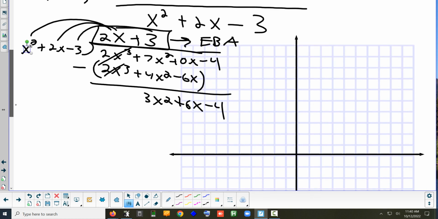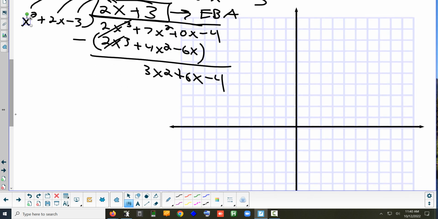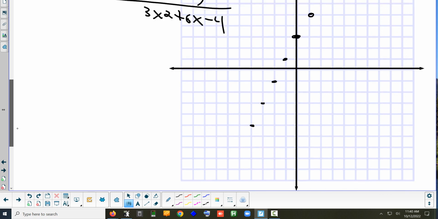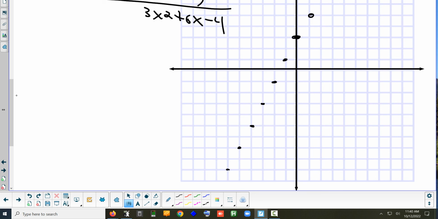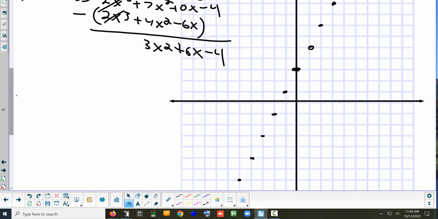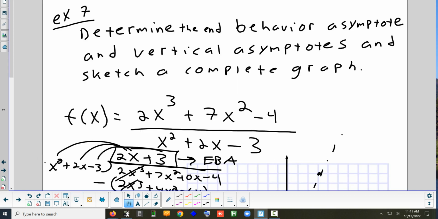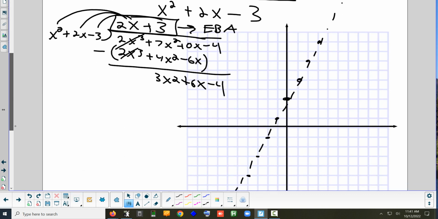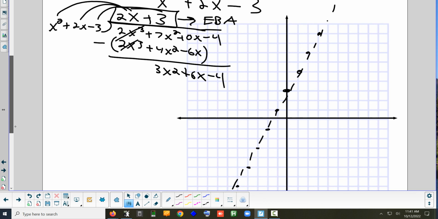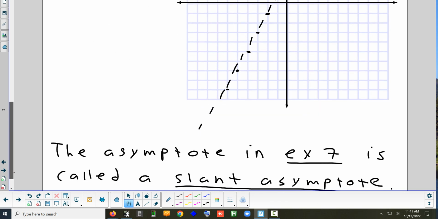Okay, let's graph 2x plus 3. So up to the right, go the other way if you want. That should be enough. I'm going to zoom out so it's easier for me to draw it. So we've got our asymptote that's on a slope, and that's also called a slant asymptote.